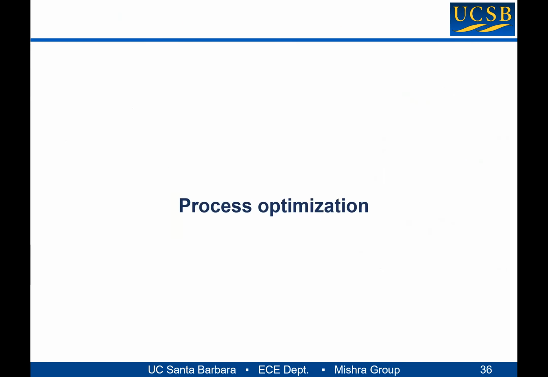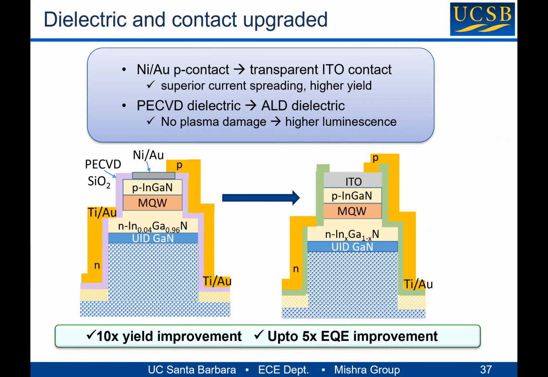Let's look at our process optimization, wherein we replaced the nickel gold contact with ITO, which allowed for superior current spreading at the edges of the devices and also allowed for higher yields in our process run. And we also replaced the PECVD dielectric with ALD sidewall passivation, which led to enhanced luminescence in our devices.